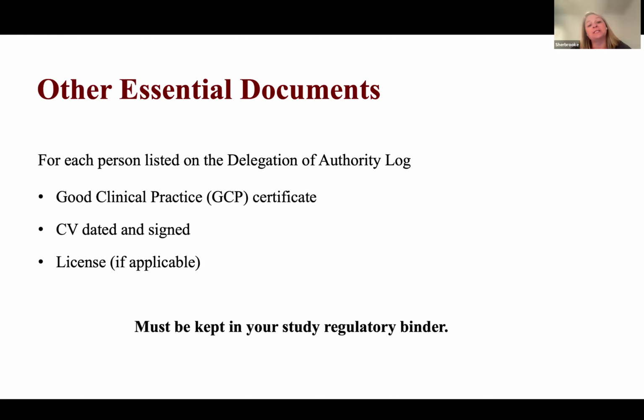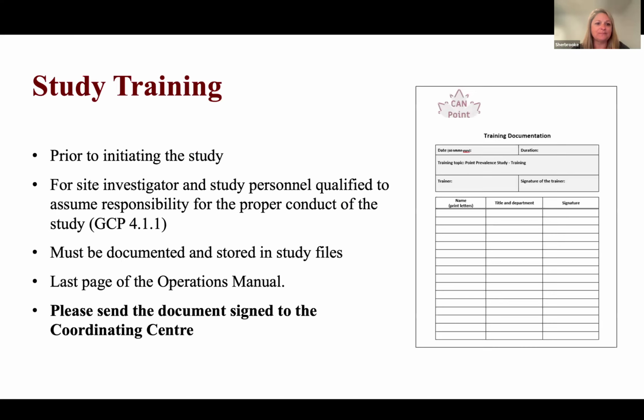For the other persons that are listed on the delegation log, please make sure that they are trained on the GCPs, so they have their GCP certificate. You have their CV dated and signed, and their license if they have one. These documents do not need to be sent to our coordinating center. You can keep these documents in your regulatory binder at your site.